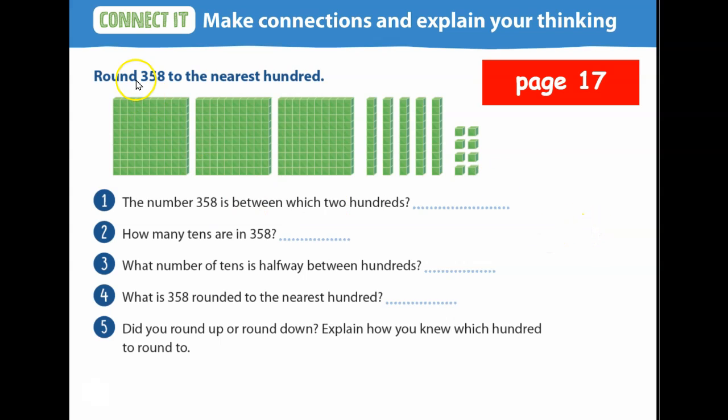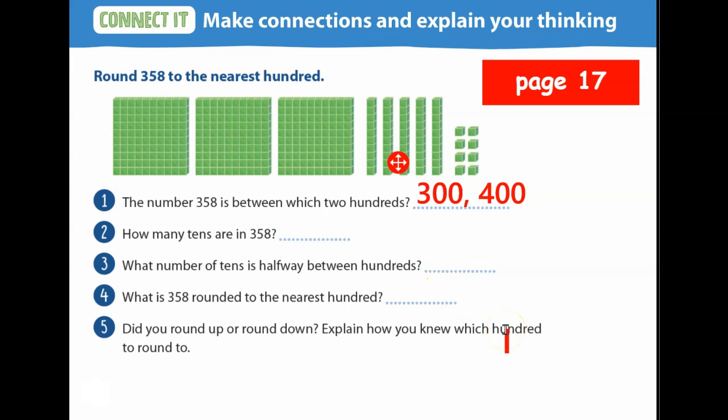Okay. So here it says round 358 to the nearest hundreds. So let's use the ten blocks. The number 358 is between which two hundreds? What do you think? Between which two hundreds? Tell me. 400 and 300. So it's between 300, right? Yes. And 400.